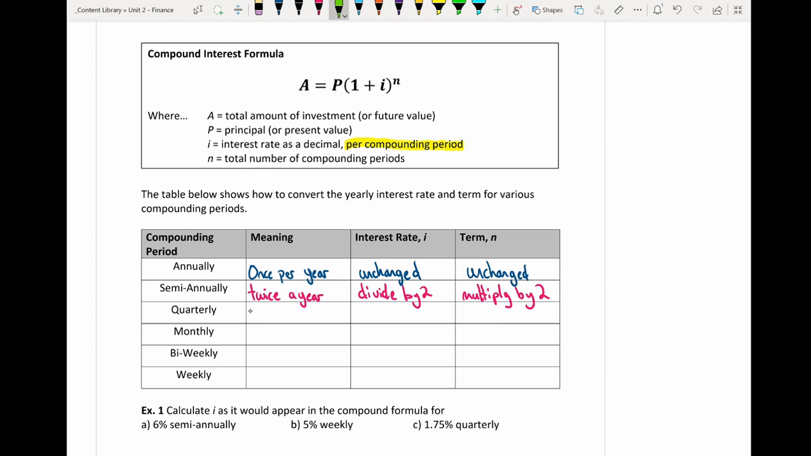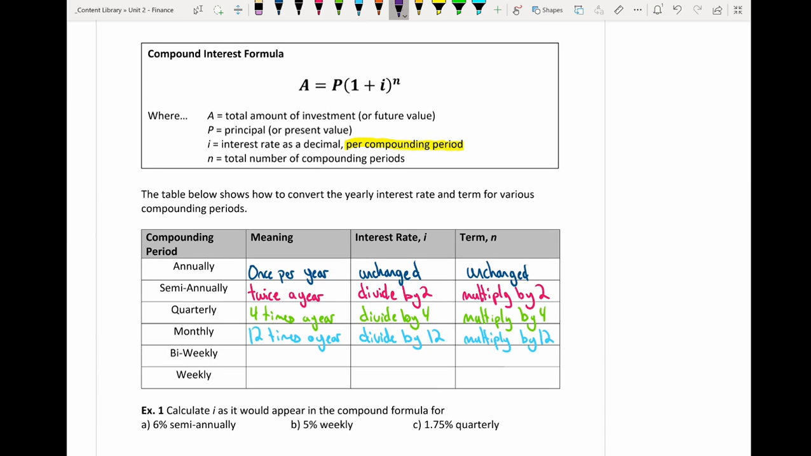Quarterly means 4 times a year. So we have to divide by 4, and we have to multiply by 4. Monthly means 12 times a year, and hopefully you can kind of see the pattern now. The interest rate, you divide by 12. The term, you multiply by 12.